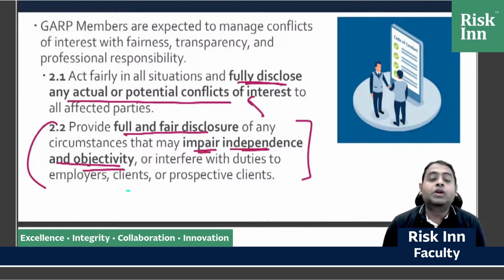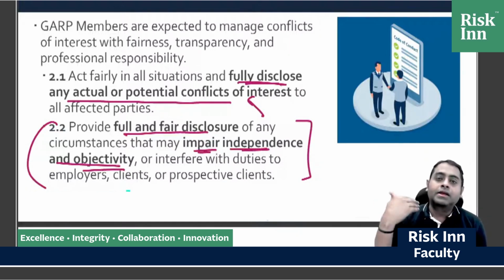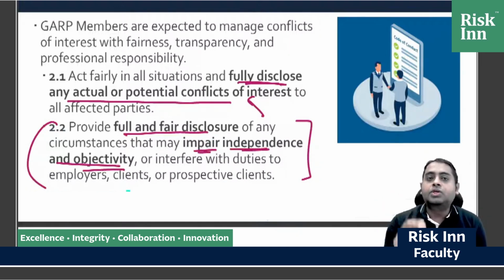Now suppose you're doing hiring for your company, and your friend has also applied for the job, and you're the one taking the interview. Then there is no independence. You know him, so automatically there is a chance that you might favor him. Over here, your independence has been impacted. So whenever you're dealing with clients, new clients, old-time customers, anybody, make sure that whatever recommendation you give does not impact your independence and objectivity. You should give a fair answer to them.